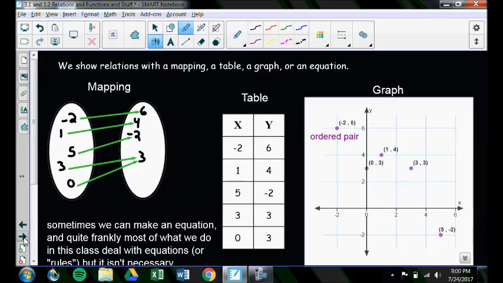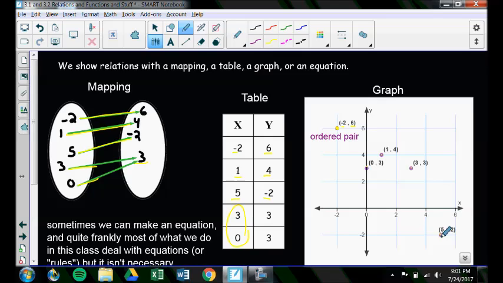There's actually a few ways to show relations. One is with a mapping, which we've talked about. One is the table. And there's a graph, and there's an equation. All 4 of those ways can show relations. So here, negative 2 goes to 6, negative 1 goes to 4, 5 goes to negative 2, and 3 and 0 both go to 3. Same thing here: negative 2 goes to 6, 1 goes to 4, 5 goes to 2, and 3 and 0 both go to 3. Here, negative 2 goes to 6. It's this point. 1 goes to 4, 0 goes to 3, 3 goes to 3, and 5 goes to negative 2. All 3 of these displays are showing the same relation, a way to get from the input to the output.